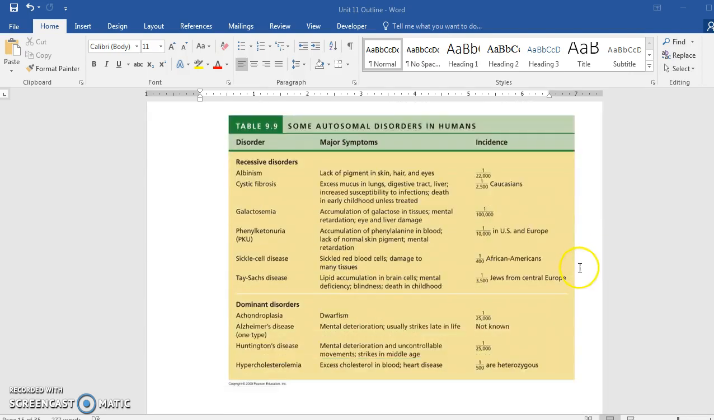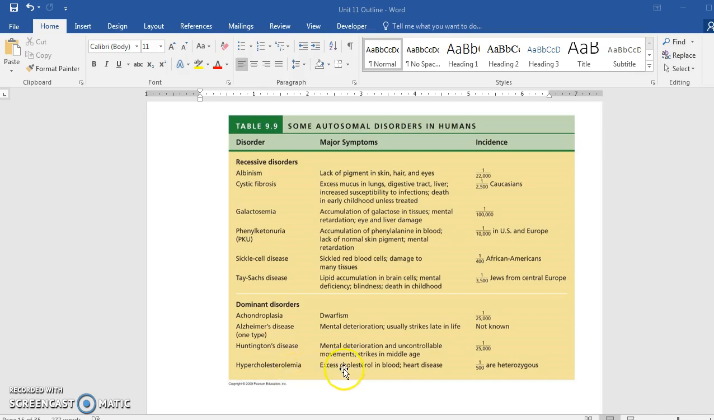I have a table. This is taken from the text. These are autosomal disorders in humans. These are recessive disorders. Cystic fibrosis, sickle cell disease, Tay-Sachs disease. There's several in here. And then there's some dominant disorders. Huntington's disease, also called ALS or Lou Gehrig's disease. Sometimes that doesn't show up until a person's in their 30s or 40s after they've already had children.